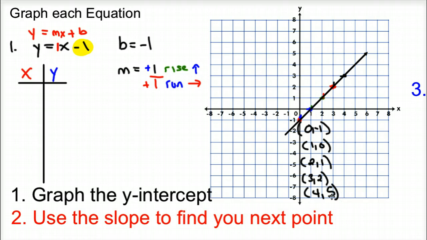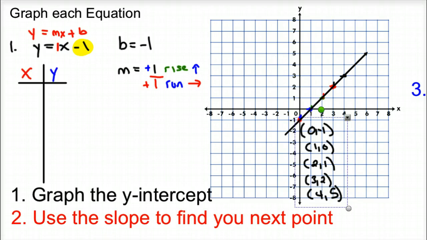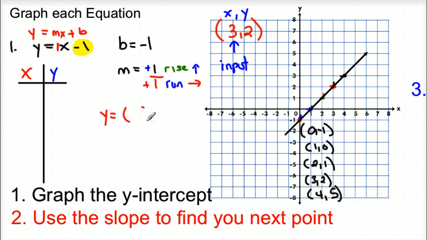Let's just pick any one of these points. So let's go with the 3, 2 here. Let's highlight this one, 3, 2. Now you have your x and you have your y. The x value is your input value. So we want to take this equation, y equals x minus 1. This is the place of the x. So rather than inputting an x here, we're going to get rid of this x, and we're actually going to input the 3.